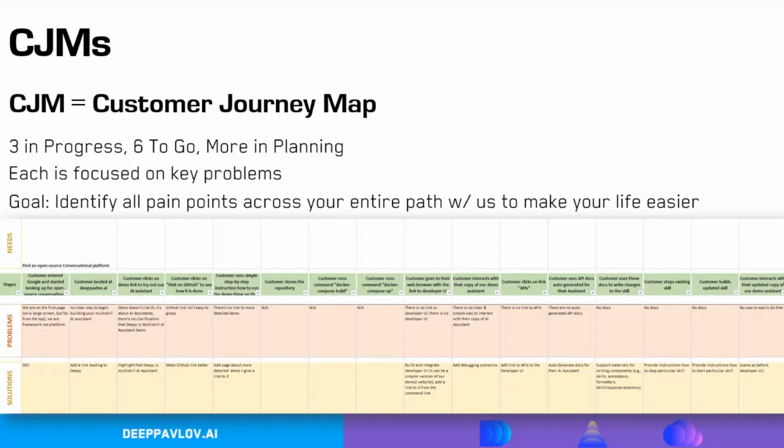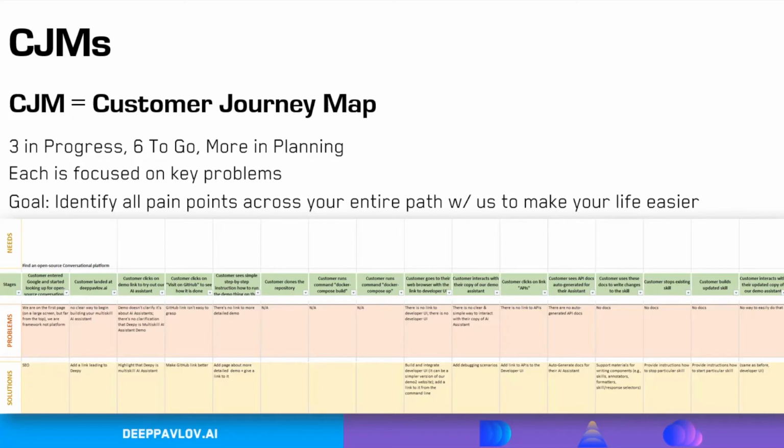Then you would land on our DeepPavlov.ai website, but then you would have no clear way to begin building your multi-skill assistant. So we will add a link leading to DP. And that's one of the things that we want to do in the coming days, hopefully. And then we will add more other things. So for example, we will highlight that DP is actually a multi-skill assistant or demo.deepavlov.ai. We will provide a more visible link for GitHub. On GitHub, there is instruction how to run a very simple demo, but there is no instruction how to run more complex demos, and we will provide those links as well.